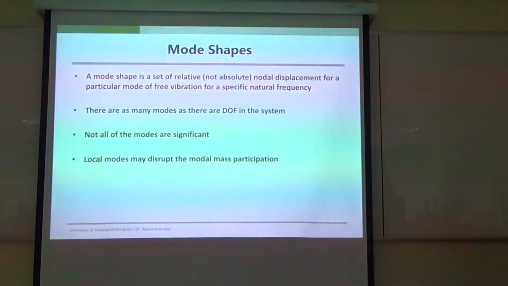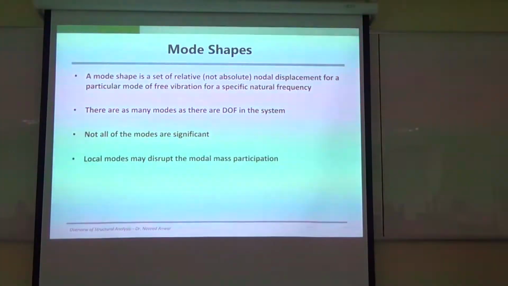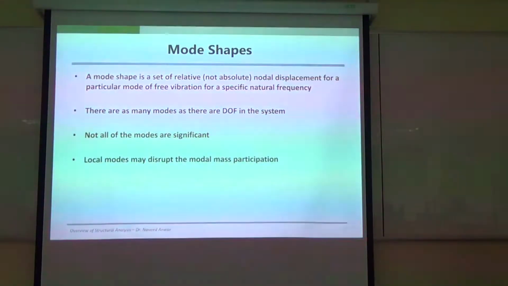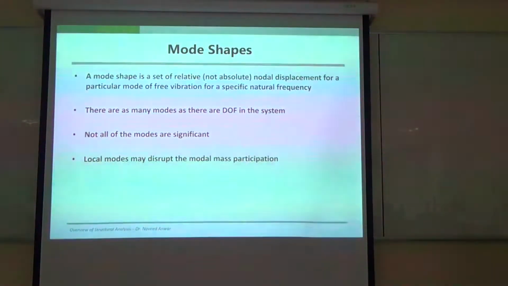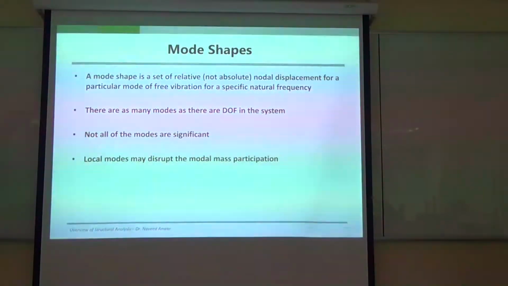One range is called global range and one range is called local range. So if I'm designing the building or you're designing the building for earthquake, we are interested in global range. But if we are designing these floors for walking, we are interested in local range. So we should be able to extract the right modes from the millions of modes.